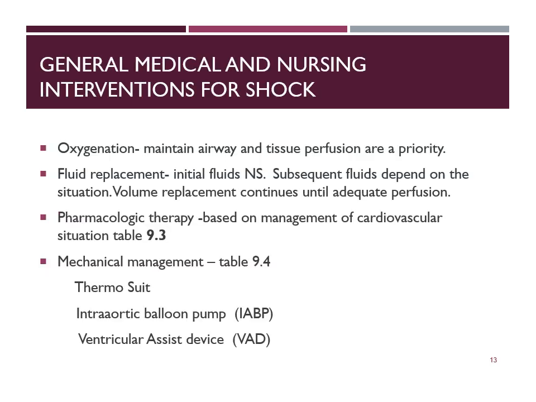So now let's go to general medical and nursing interventions for shock. So of course, number 1 is going to be oxygenation, where we maintain an airway so that tissue perfusion is a priority. Fluid replacement. So initially, until you know what kind of shock it is, just normal saline is good. After you determine the type of shock that it is, subsequent fluids would depend on that situation. So volume replacement continues until adequate perfusion.